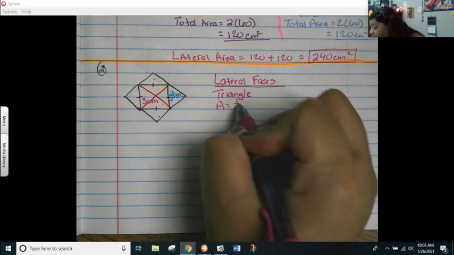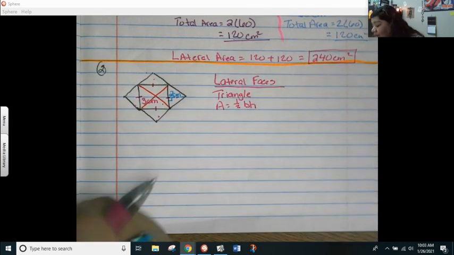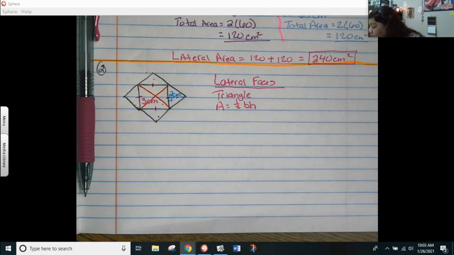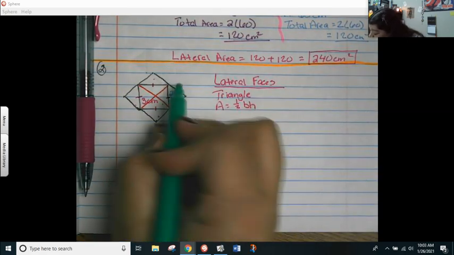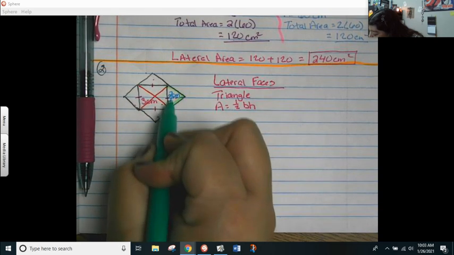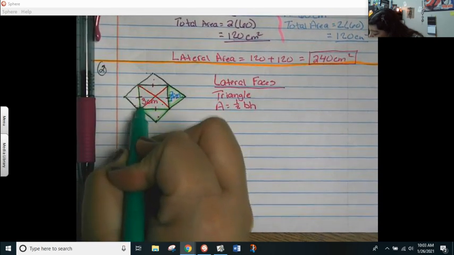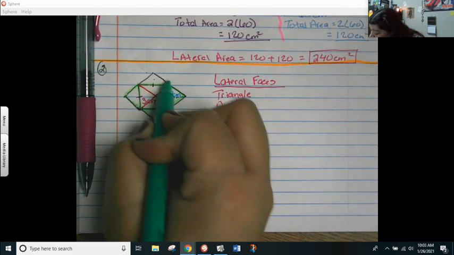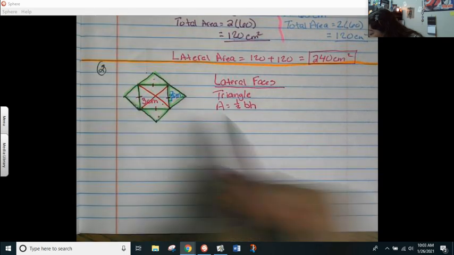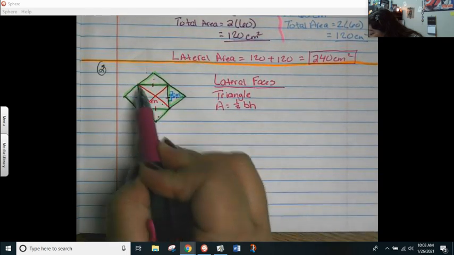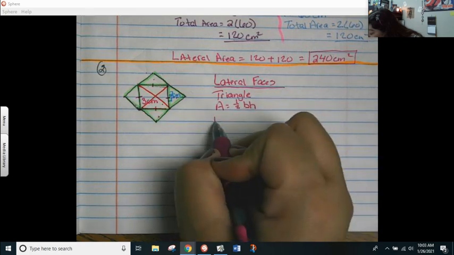The formula here is half the base times the height, half the base times the height, okay? And I'll do these in green. So here are all my lateral faces. And they're all the same, so I'm going to color them all the same. Okay. And I see that one of my numbers here, the base is a 3. All the bases are the 3. So I'm going to write that in.